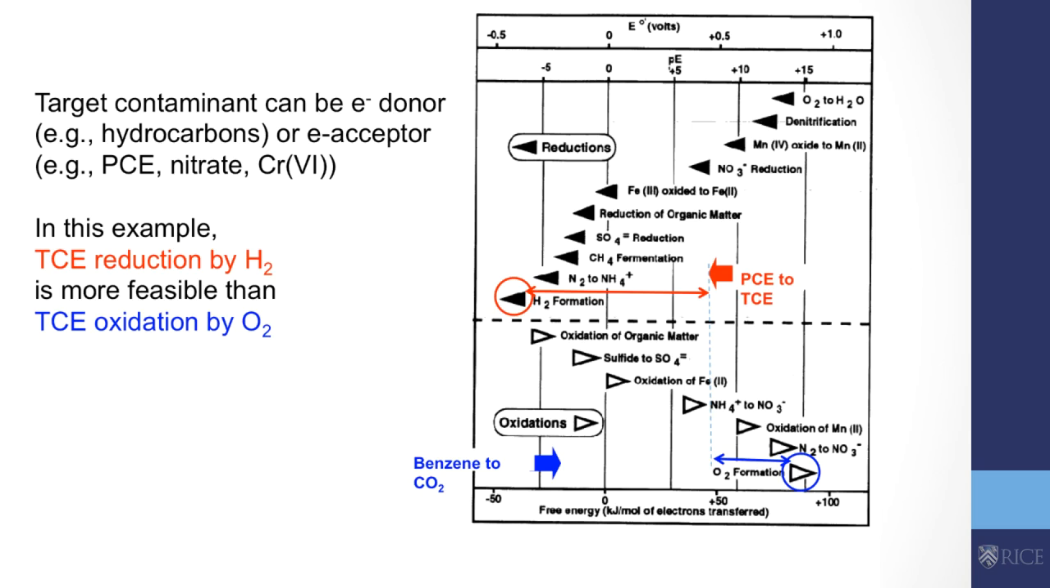feasibility of electron transfer. Here, we can see that the energetics of perchloroethylene reduction to trichloroethylene using hydrogen as an electron donor is more favorable than its oxidation by oxygen, as indicated by the larger red and blue lines, which are essentially the differences in the redox potential between the electron donor and the electron acceptor.